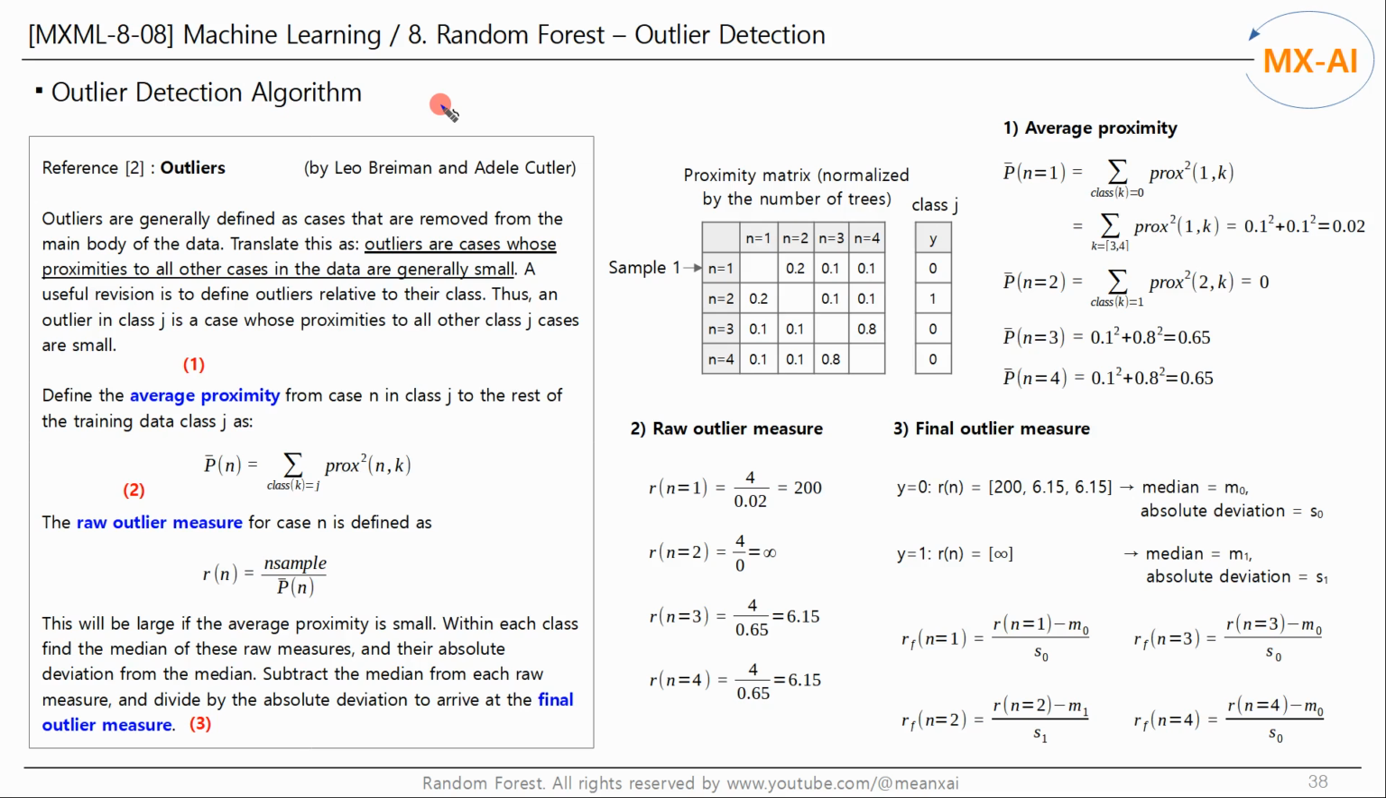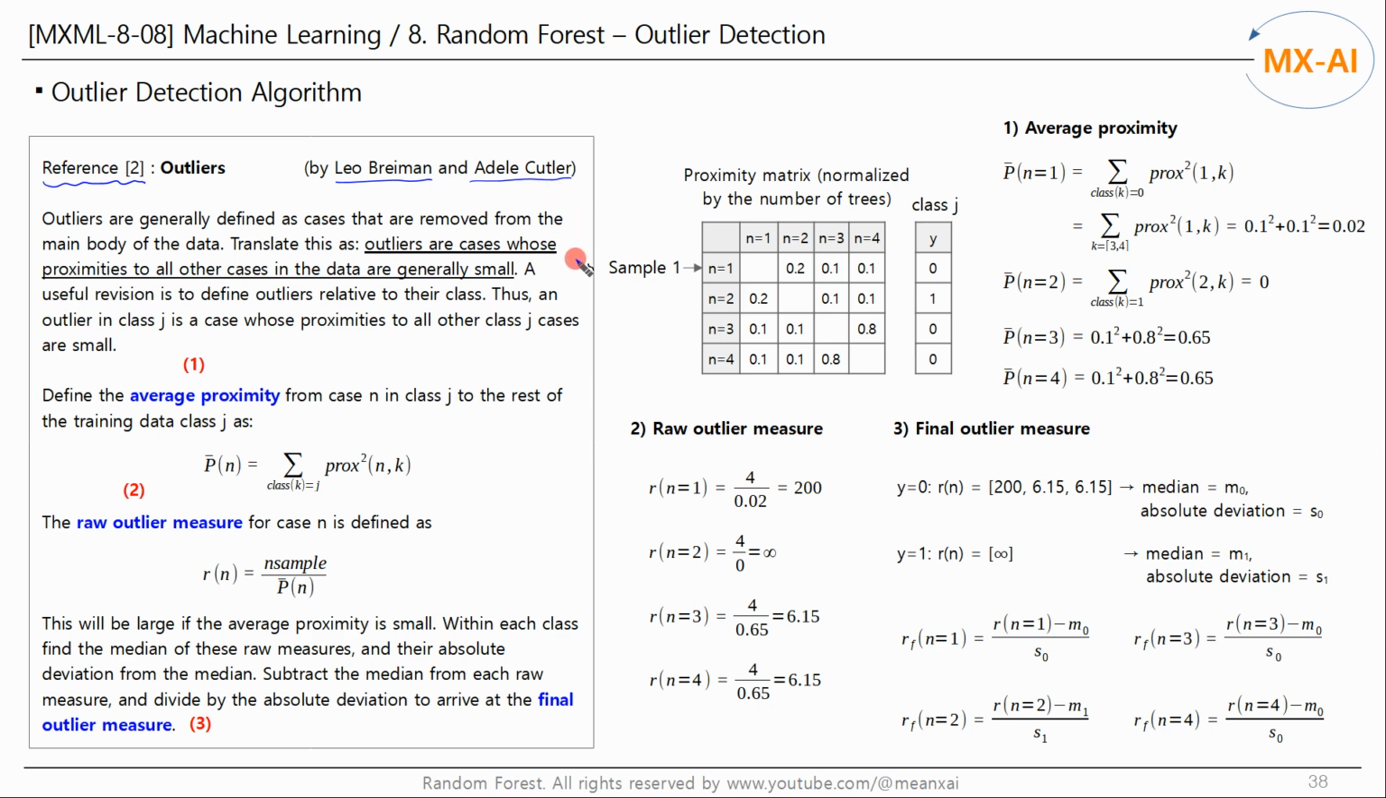Now, let's take a closer look at the outlier detection algorithm. The proximity matrix generated by a random forest can be used to identify outliers within a dataset. Unlike most outlier detection algorithms, such as isolation forest, which are based on unsupervised learning, random forest outlier detection is a supervised approach because it uses the target labels. This algorithm was introduced in the reference material written by Breiman and Adele Cutler that we briefly discussed in the first lecture of this series.